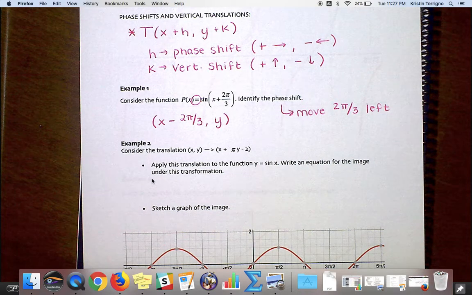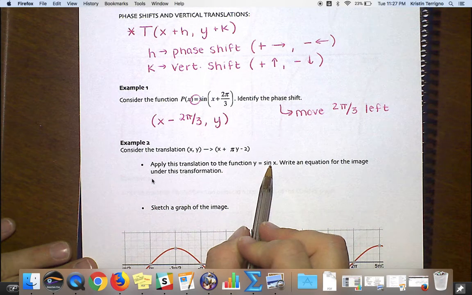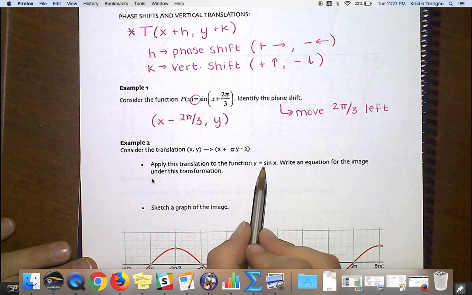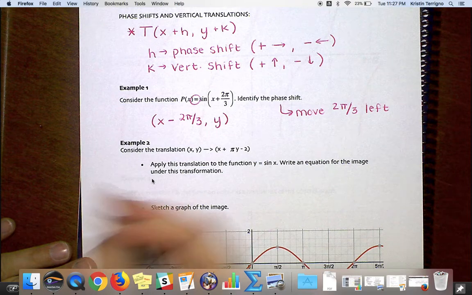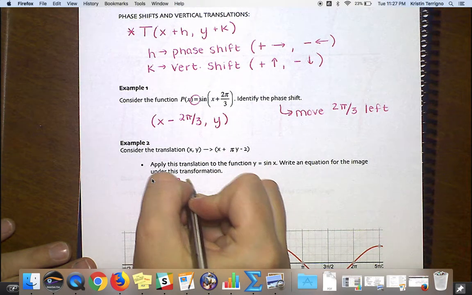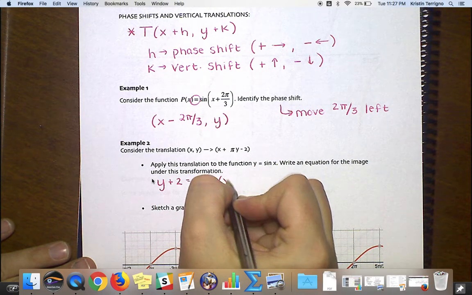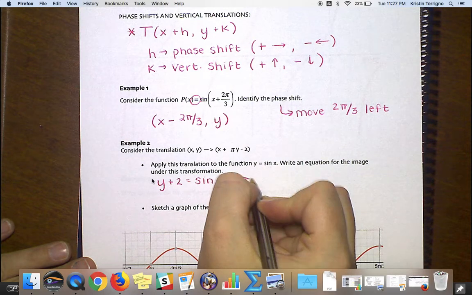So this one gives me a rule, and it wants me to write it in this equation, okay? So remember, we're going to put everything into the equation backwards from how it looks in the rule. So it would end up looking like this. Y plus 2 equals sine of x minus pi, okay?